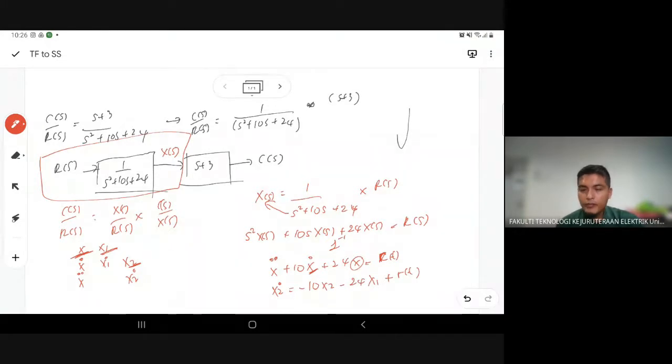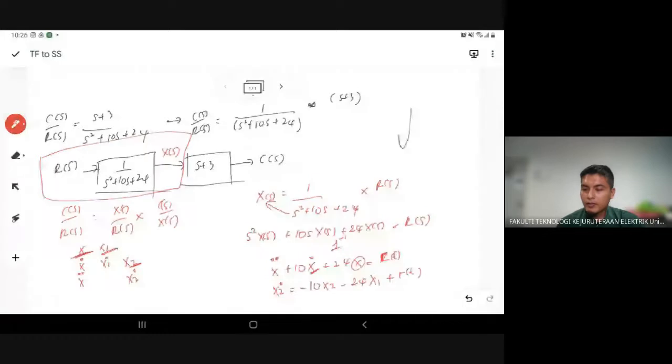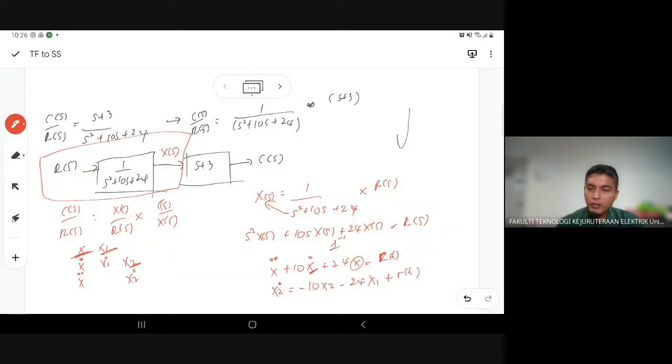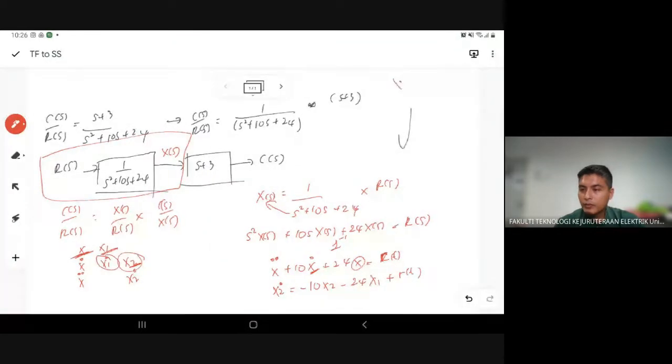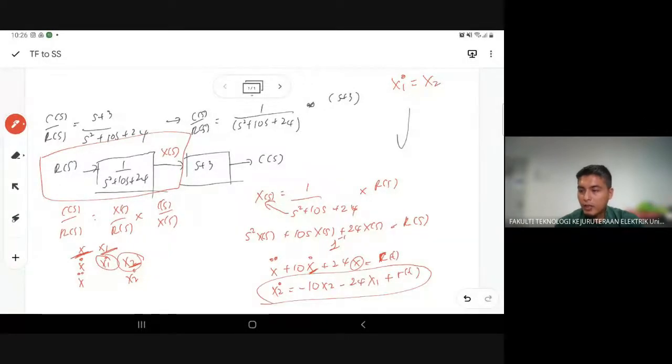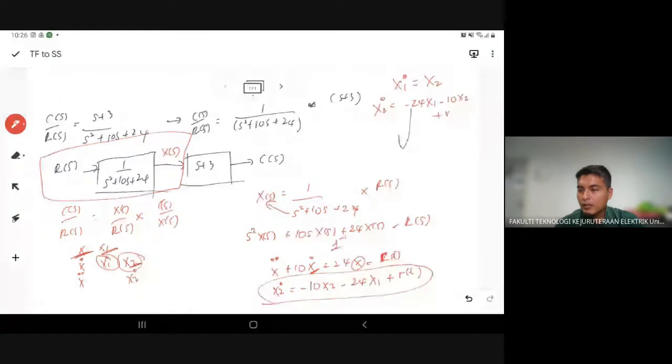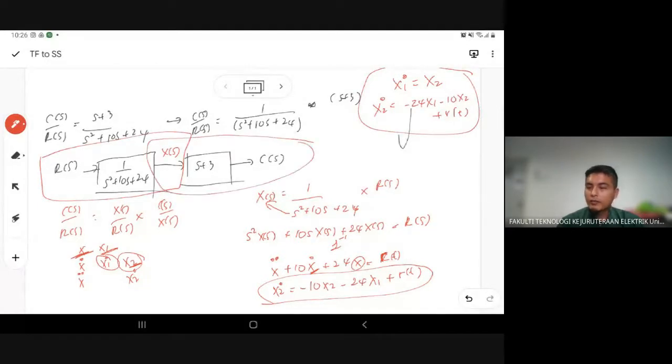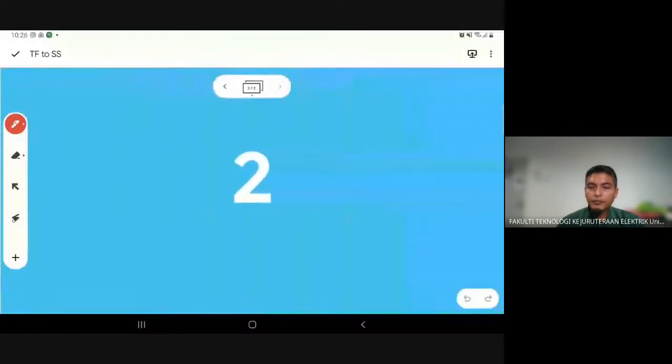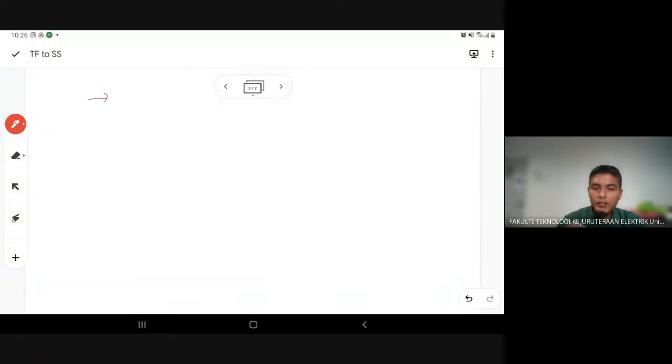As a conclusion, you can say that x1 dot equal to x2 and x2 dot equal to negative 24 x1 minus 10 x2 plus r(t). Okay, done for the first part. Now we want to go to the second part. For the second part, we extract the graph there.